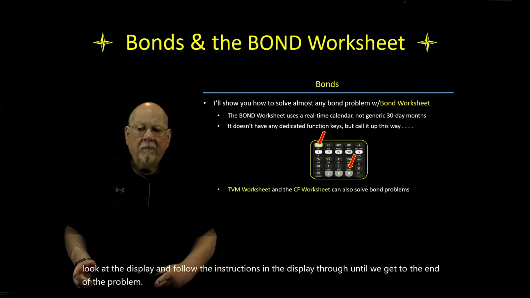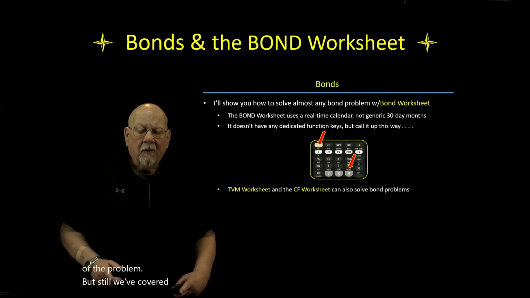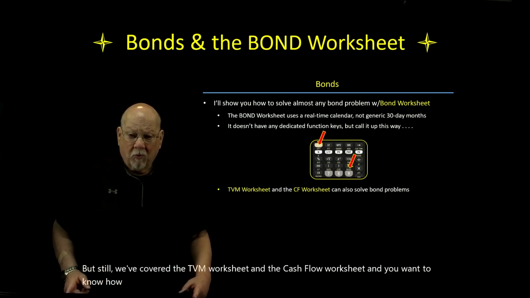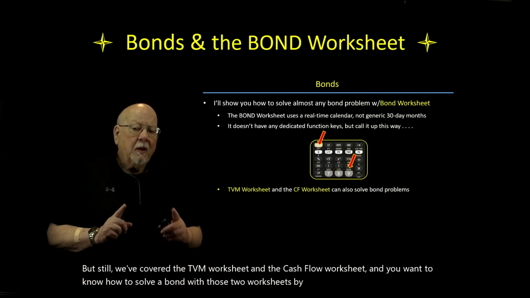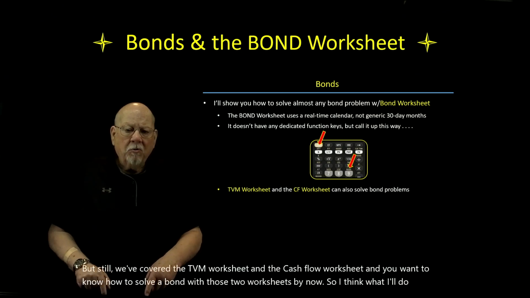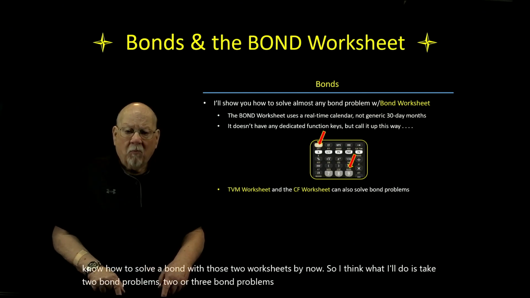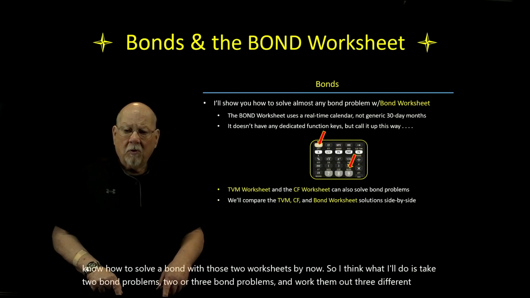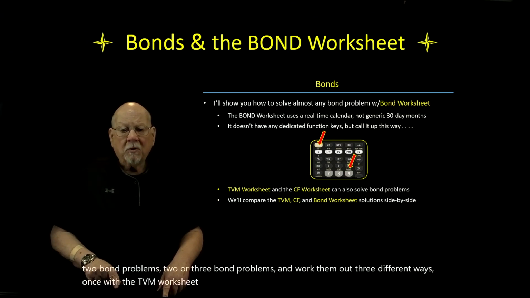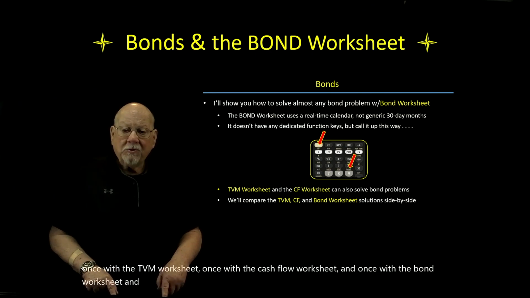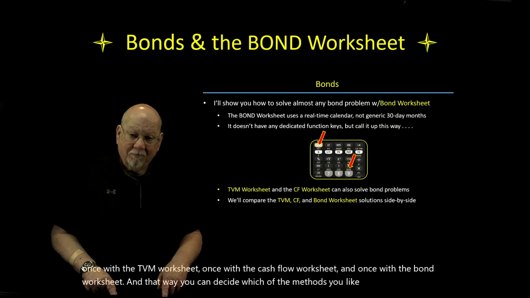But still, we've covered the TVM worksheet and the cash flow worksheet, and you want to know how to solve a bond with those two worksheets by now. So I think what I'll do is take two or three bond problems, and work them out 3 different ways. Once with the TVM worksheet, once with the cash flow worksheet, and once with the bond worksheet. And that way you can decide which of the methods you like best.